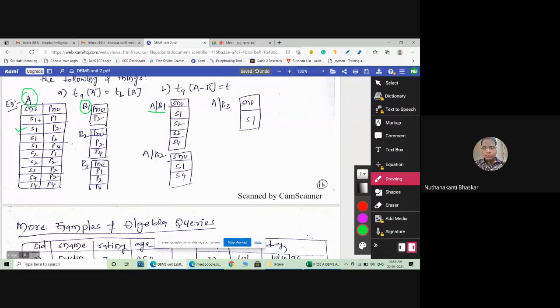From top to bottom, here P2 is not there, then it cannot be divided. Here it will be divided at P2 because S1. Are you clear? Are you clear that first? Yes.